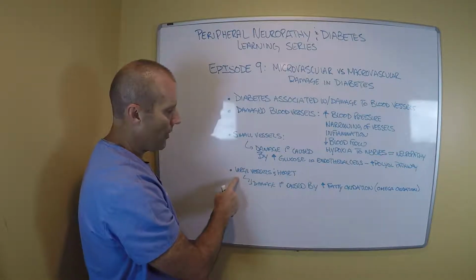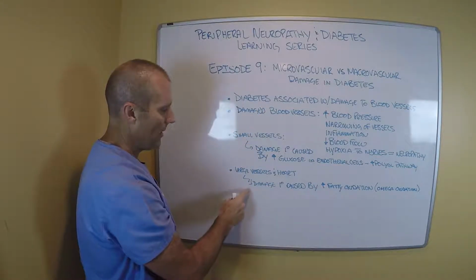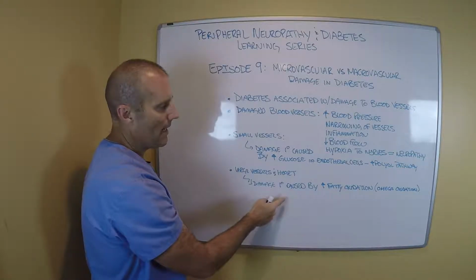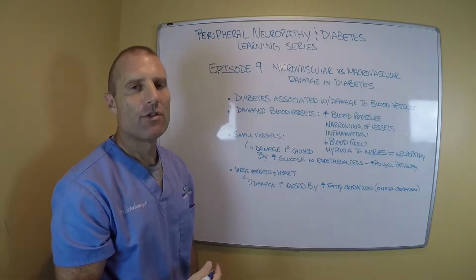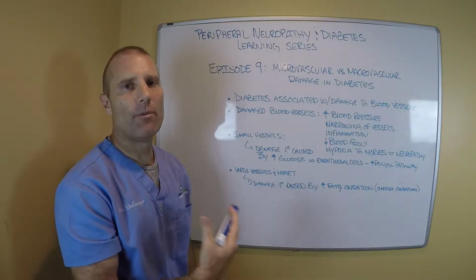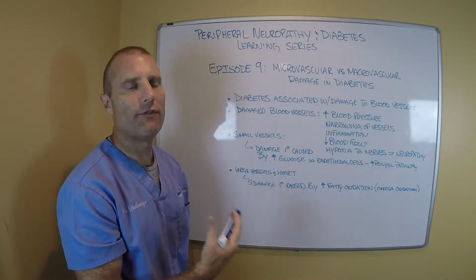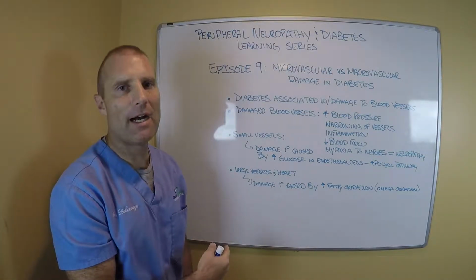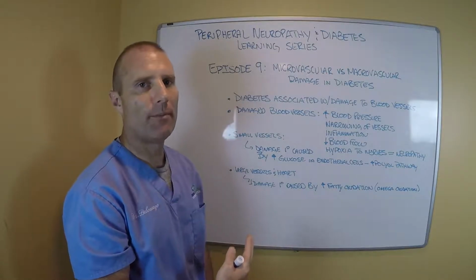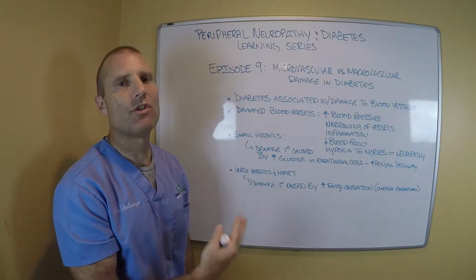In the big vessels in the heart, this macrovascular damage is typically caused by increased fatty acid oxidation. So what happens is fats are being burned as a fuel. And there are two types of oxidation. There's beta oxidation, which is kind of the cleaner form, and there's omega oxidation, which is the dirtier form.